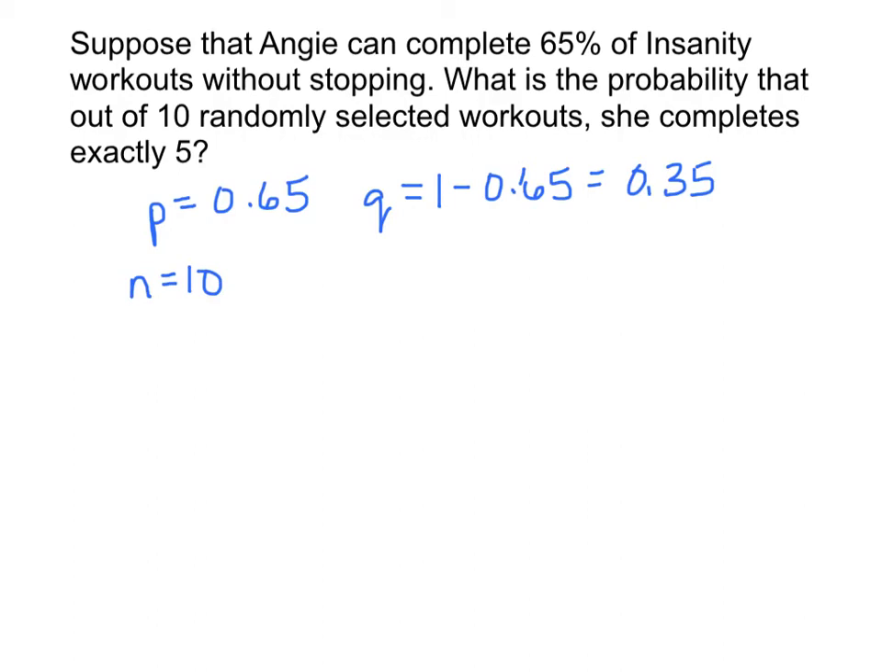So again, remember, let's think about our mean, and even though they don't ask me, let's think about what we would expect. Out of 10 random workouts, you'd expect me to complete between 6 and 7, 6.5, because 65% of 10 would be about 6.5. And then that would be, give or take, the square root of N times P times Q. So N times 0.65 times 0.35.